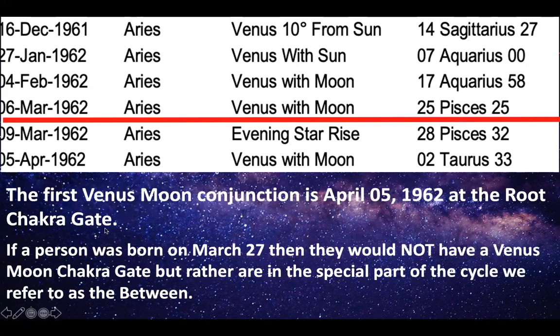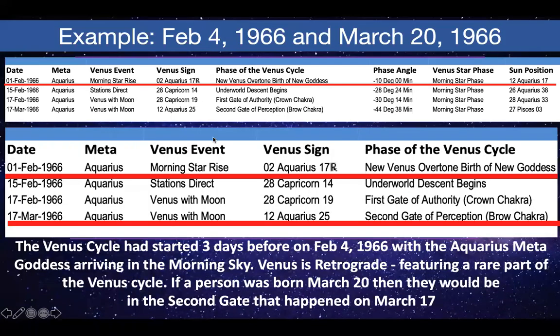So say if somebody was born on March 27th, I just gave another example, or April 1st, anytime before April 5th, they're in that between time if it's after March 9th. So this is how you can begin to understand how to determine what phase of the Venus cycle you're born into. So here's some more examples that might be helpful just to bring this home a little bit more.